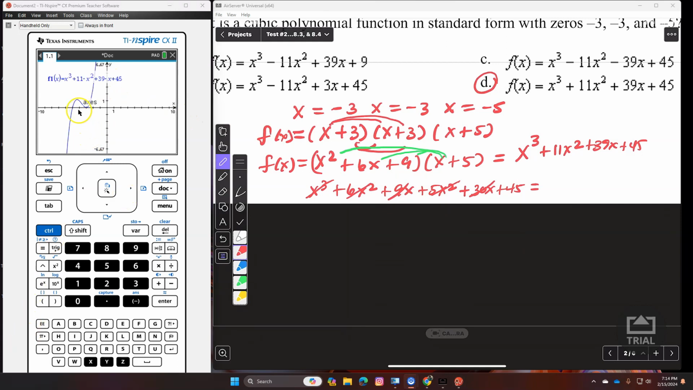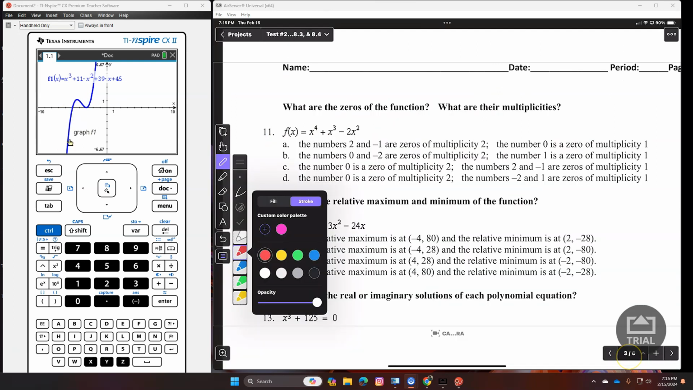So I went ahead and graphed it. And you notice that you have negative 3 right here. And it's repeated twice. So it's a multiplicity of 2. And then you have negative 5. So it's right there. What are the zeros of the function?